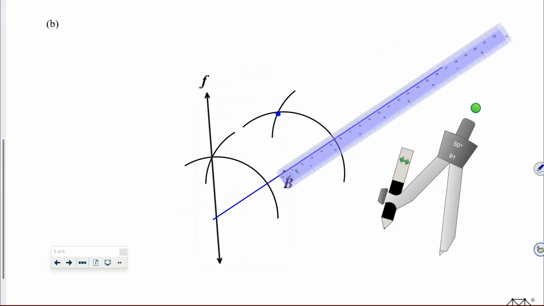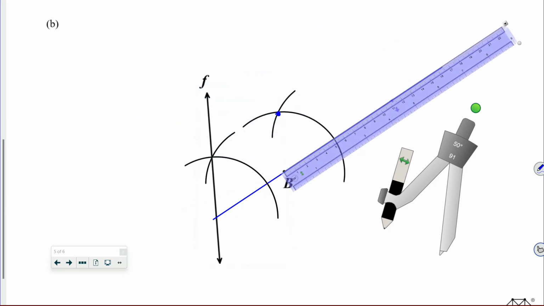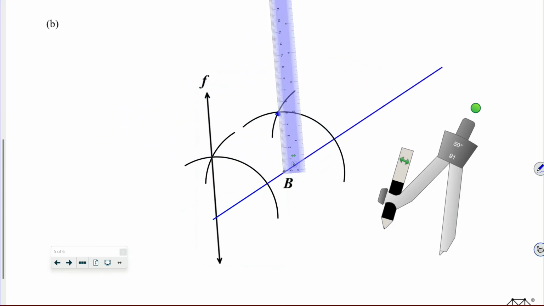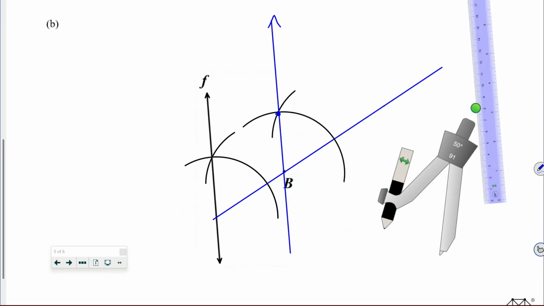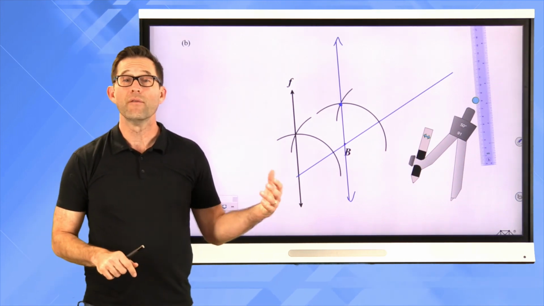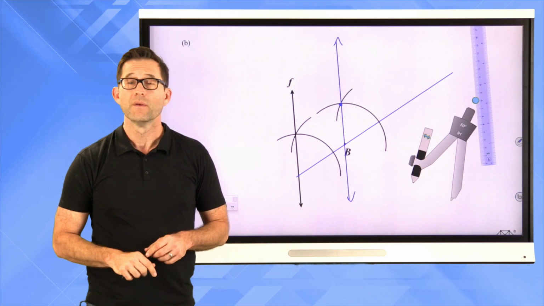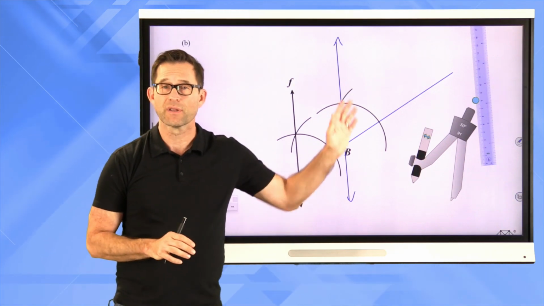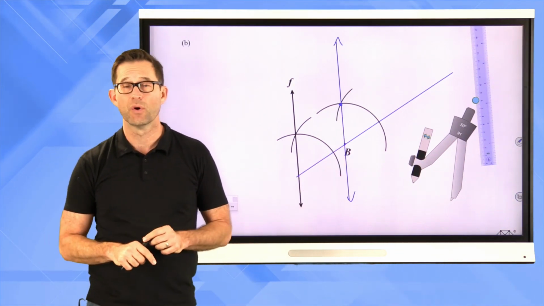Now I just need to use point B and that particular intersection point as my 2 points. And I now have my parallel line. And that's it. So it's a wonderful application, really, of copying an angle, right? So once you learn how to copy an angle, actually creating 2 parallel lines isn't so bad.